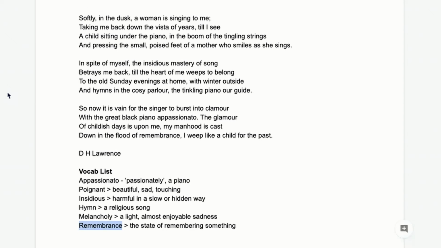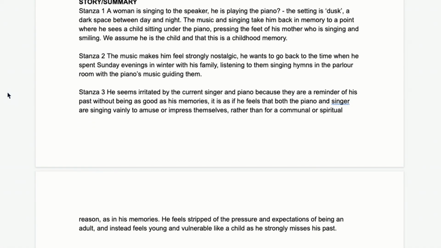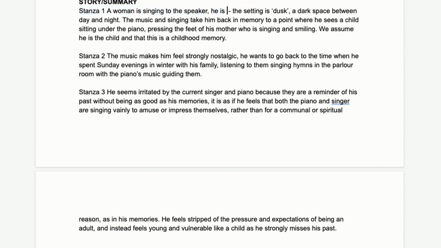So, with that in mind, the first thing to do is go through the story and the summary. So in stanza one, the stanza by stanza summary here, the woman is singing. There's a random woman singing to a speaker. At the time, I thought that he was playing the piano, but I think he's watching her and a piano on stage. So I'm going to change that.